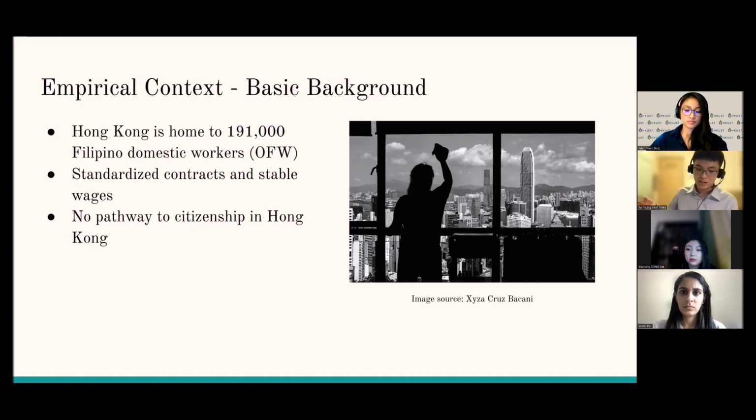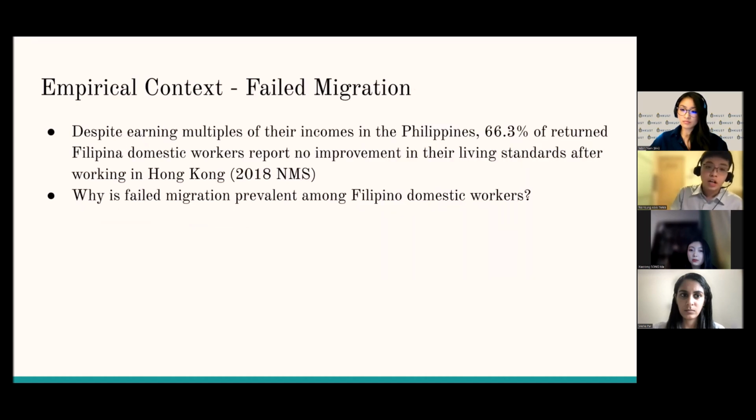It might seem obvious that the average Filipino domestic worker should be doing better. Otherwise, they wouldn't come to Hong Kong in the first place, by revealed preference. Also, one might think that the wages in Hong Kong are multiples of what they could have earned in the Philippines, and so they should be performing better. However, from our calculations using the NMS, the National Migration Survey, a nationally representative survey of returned migrants from the Philippines, we find that close to 2/3 of returned Filipino domestic workers actually report no improvement in their living standards after working in Hong Kong.